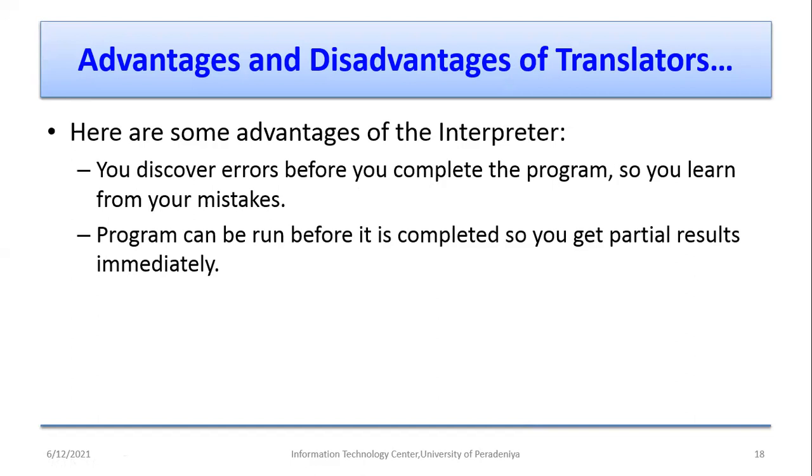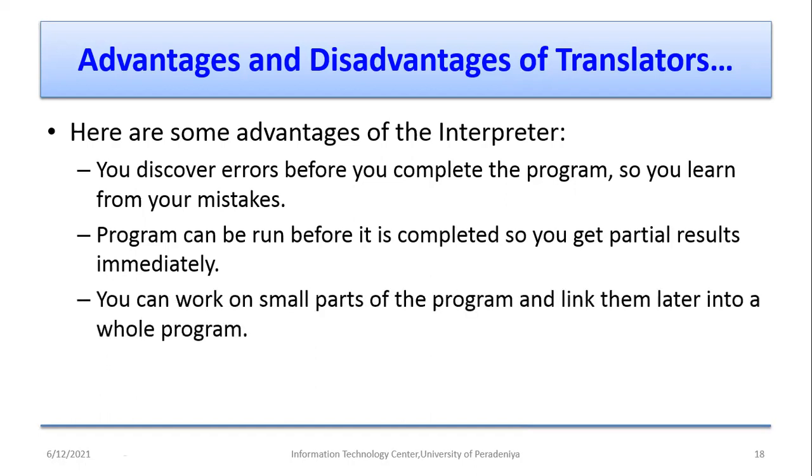So a program does not need to be complete before it runs, because here the program runs line by line. In our programming, we can complete the first line and check it, complete the second line and check it. Likewise, the interpreter takes it line by line. So you can work on small parts of the program and link them later into the whole program. We can complete it part by part, and then finally link them into the whole program.